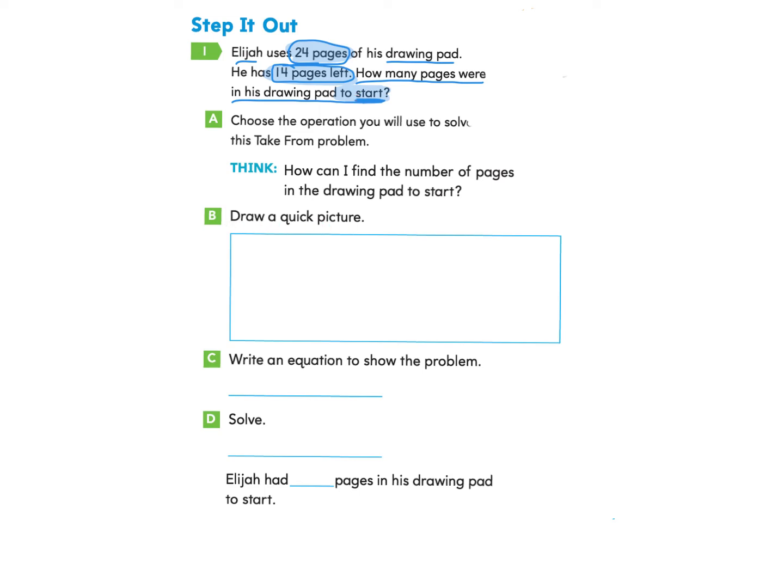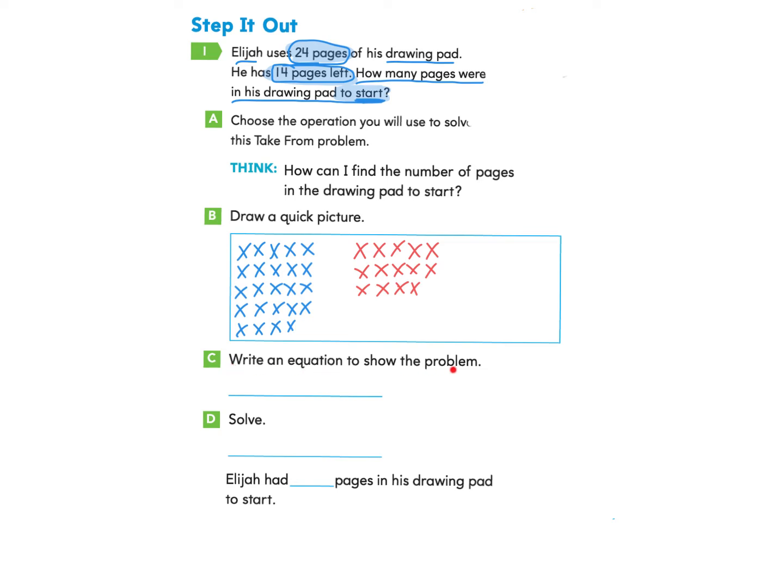Draw a quick picture. So I'm going to draw 24 X's to represent the pages, and then I'm going to draw 14 X's for the pages he has left. So you may need to pause to make your drawing, or you can use dots, whatever you'd like to make your own quick drawing. Now we're ready for part C.